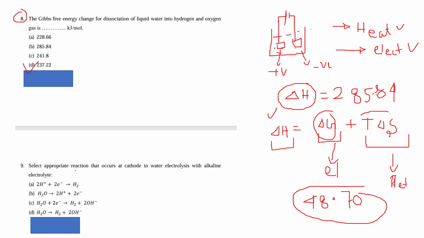Next, select the appropriate reaction that occurs at the cathode in water electrolysis with alkaline electrolyte. What happens with alkaline electrolyte? The OH minus will get attracted by the... If we subtract the figures which you have given, it comes to 237.14. It's a minor change, close to somewhat.